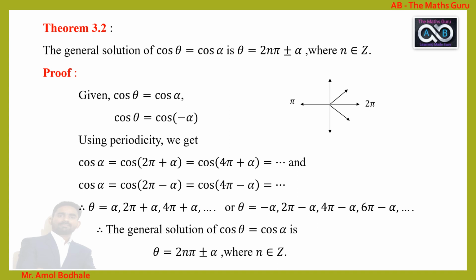So here you can see for every angle, 2 pi plus alpha is given, 4 pi plus alpha is given. Similarly here 2 pi minus alpha, 4 pi minus alpha. That means for every even multiple of pi, alpha is being added or subtracted. So we can say this is the general solution.